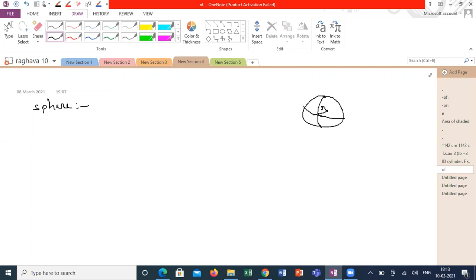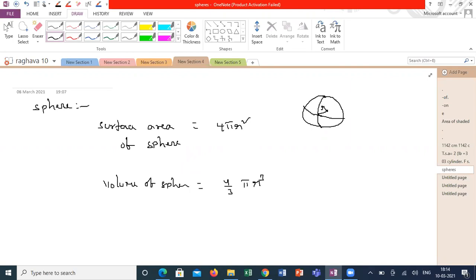Sphere of radius r. There is no curved surface area and total surface area. It's only surface area in case of a sphere, correct? What is the surface area of sphere? 4 pi r square. Yes, sir. Volume of the sphere? 4 by 3 pi r cube.